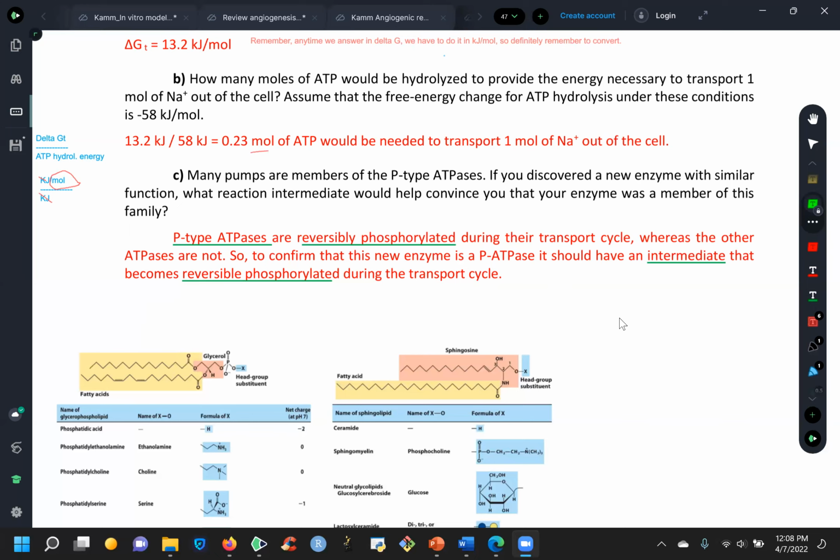The kilojoules will cancel out. Your answer will be 0.23 moles of ATP. So you didn't even need a quarter of 1 ATP mole. That means you could transport 4 sodium ions out of the cell against its concentration gradient. So we just ignored them.